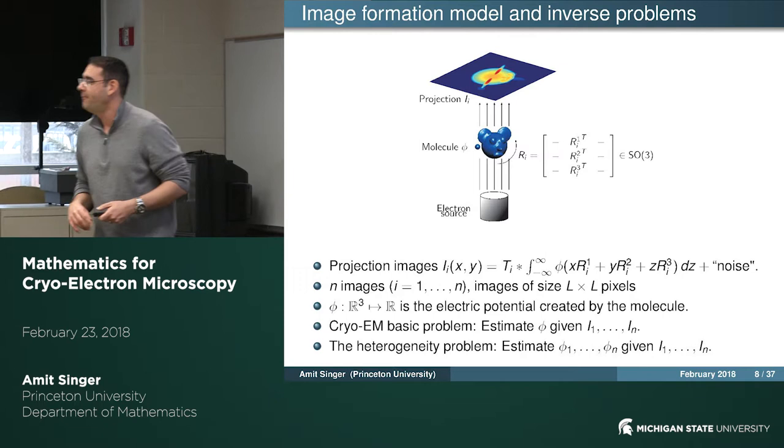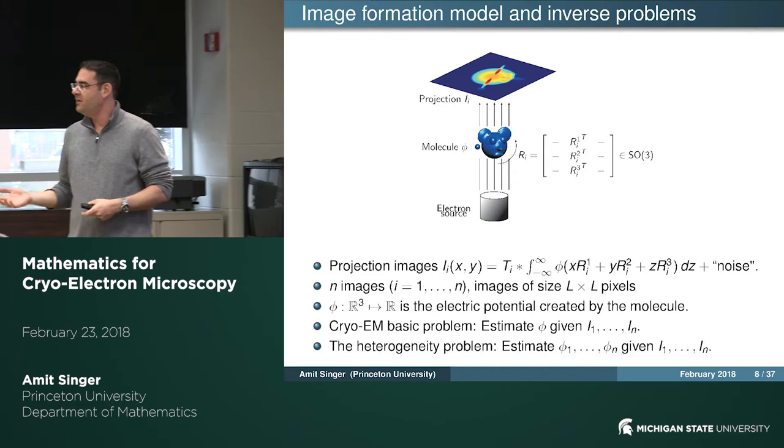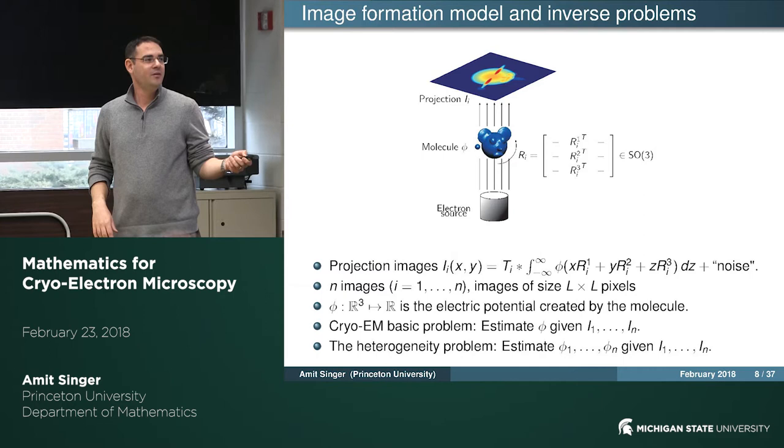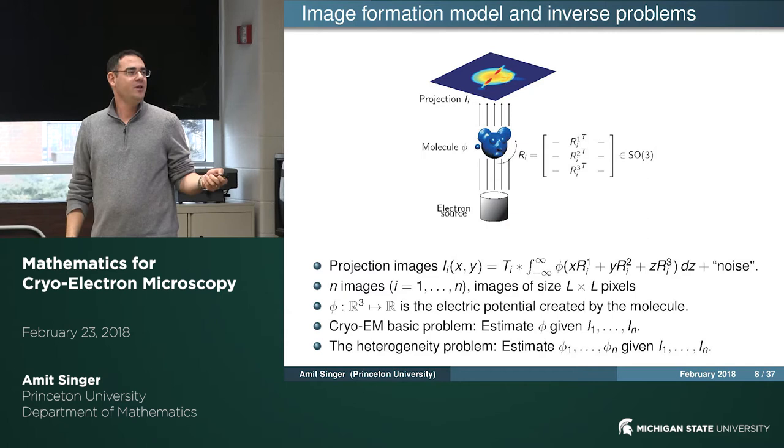Yeah, question. Are the particles the same? Yeah, so the basic assumption in cryo-EM is that all the particles are exactly the same structure. They just have different orientations, different positions. But there is also the heterogeneity problem, just the next bullet, where you want to estimate n different structures. Okay, every particle can have a different structure, and you want to estimate it from the n images.